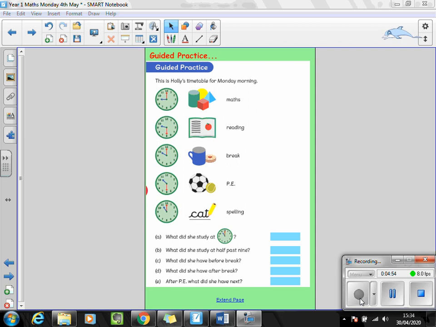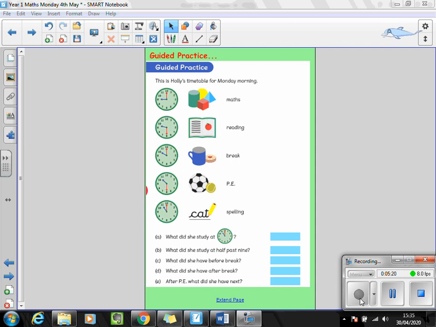Now we're going to do some guided practice, and you'll see on the screen that this is Holly's timetable for Monday morning. At 9 o'clock, she does maths. At 9:30, she does some reading. At 10 o'clock, she has a break. At 10:30, she has a PE lesson. And at 11 o'clock, she has a spelling lesson.